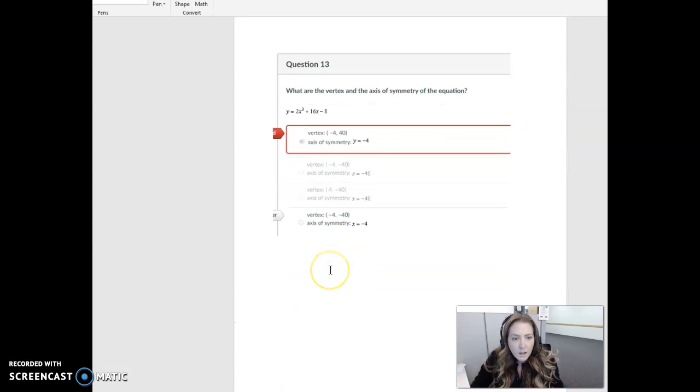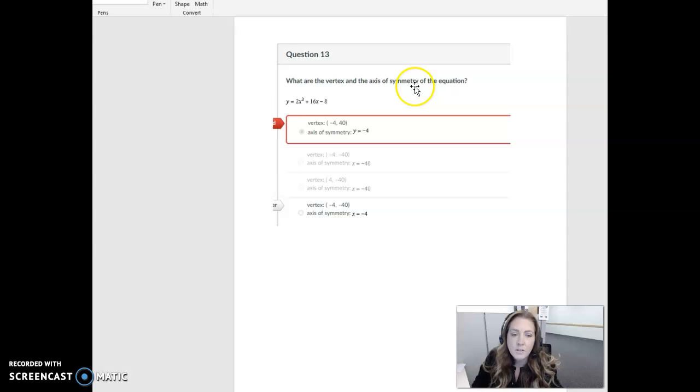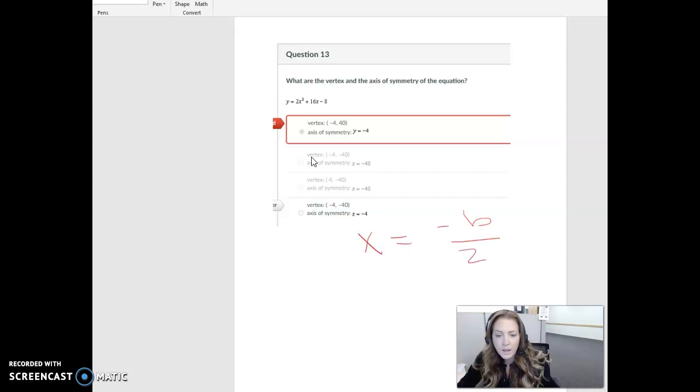Question 13, they want to know the vertex and the axis of symmetry. So you had it correct. The vertex is going to be x equals -b divided by 2a. So b is 16, so we've got -16. And then 2 times a is 2, which does give you -4.